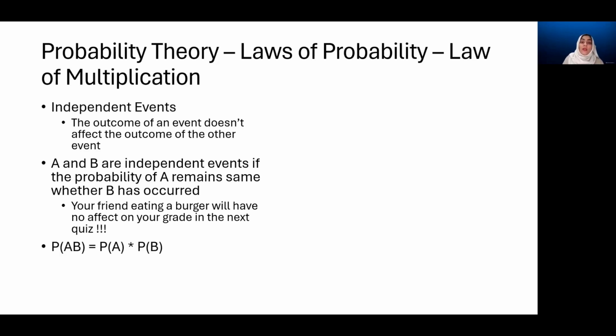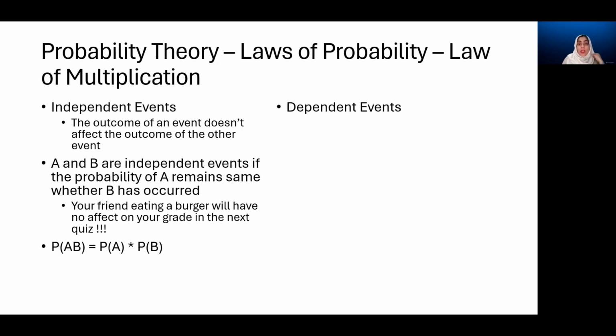And when the events are independent, the joint probability is simply the product of the probabilities of the two independent events. So P of AB or P of A intersection B, it can be written both ways. You can write it as P of AB, or you can write it as P of A intersection B using the intersection symbol, is equal to P of A multiplied by P of B.